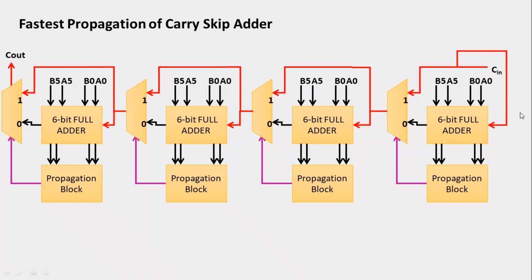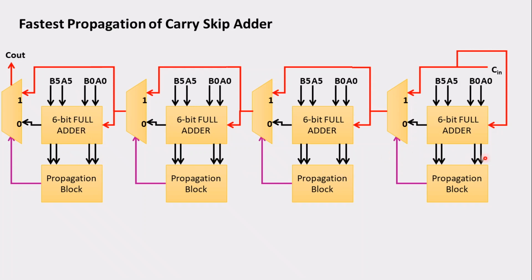So the carry is not at all entering this full bit adder, it is just being propagated from here to here, from here to here, and so on, and finally we'll be achieving our C out. So this is the fastest propagation delay, and all these 4 adder blocks can perform their operation parallelly.